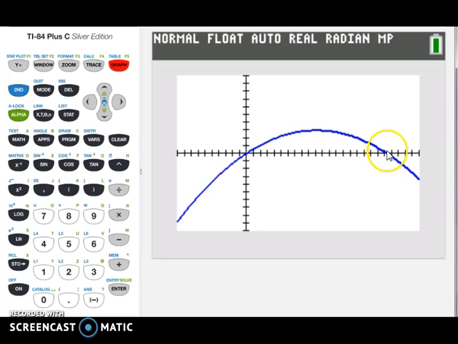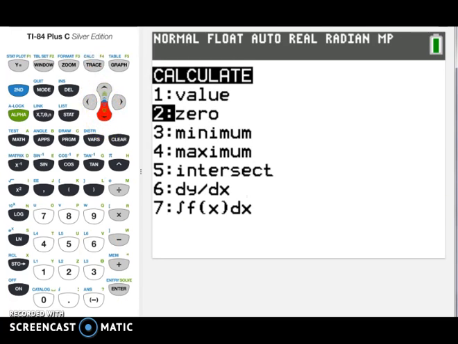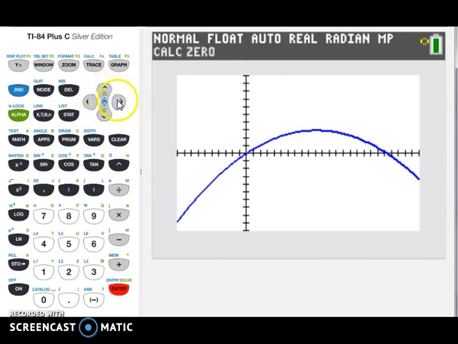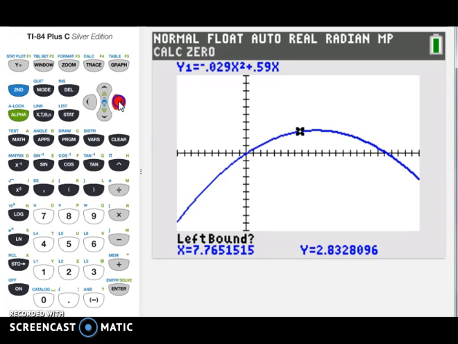If I want to find this one, I have to use the 0 function in the calculator. So I'm going to do second trace. I'm going to go to 0. And I want to find the one on the right side. So we have our blinky guy above. So we're going to hit enter. And then we're going to move him so he's below that 0. And then we'll hit enter again.